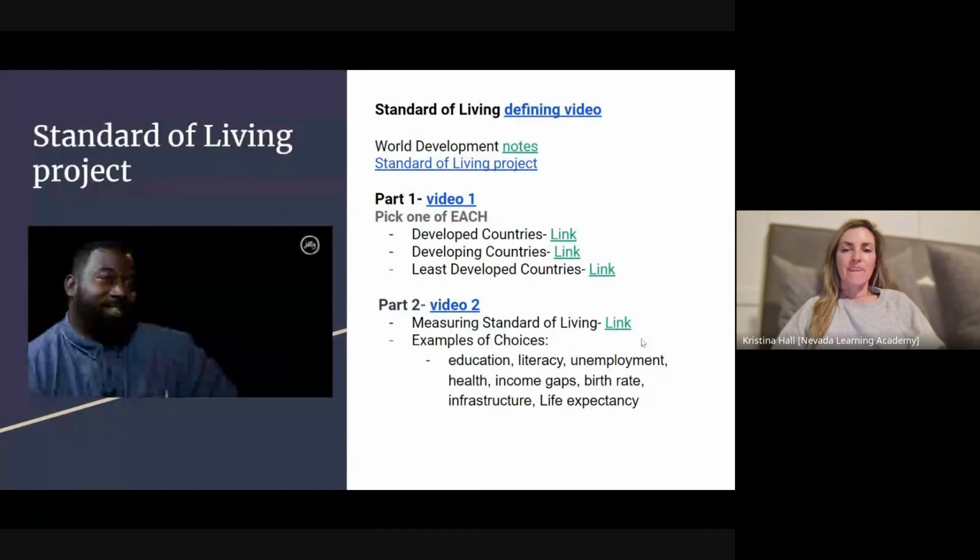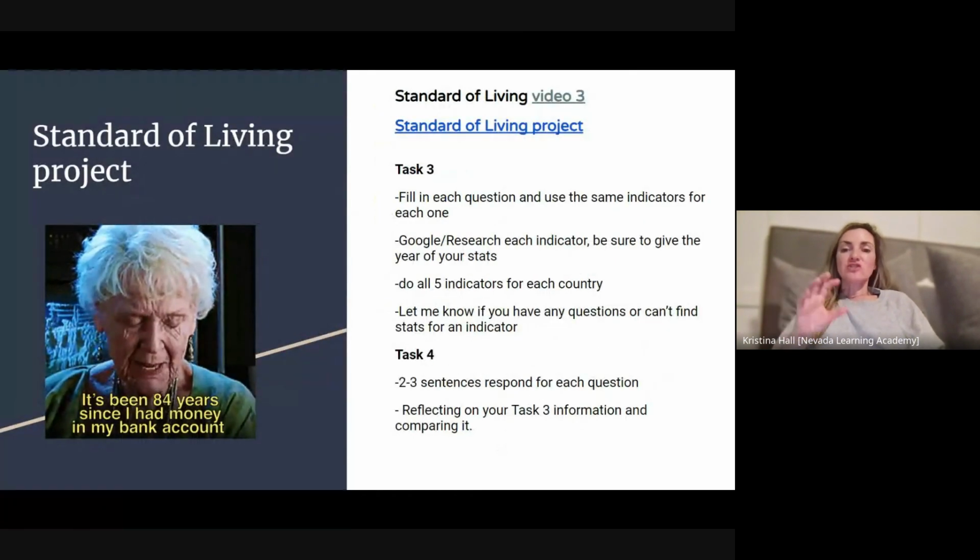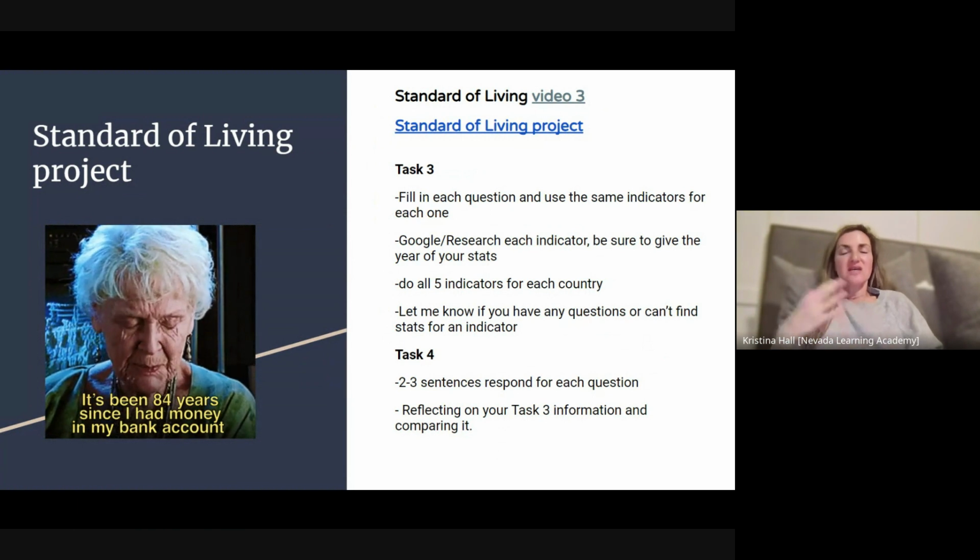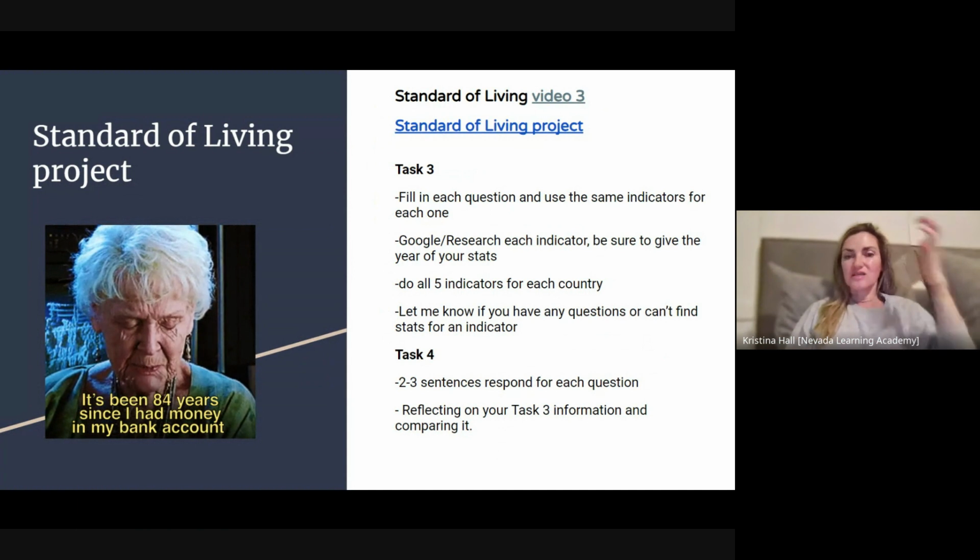Once you're done with part 3, and again, that has to be done before you can do part 4, then we kind of bring this all together. You need to have 2 to 3 sentences response for each question in task 4, reflecting on the information in task 3. So you're comparing the stats in task 3 to help come to conclusions in task 4. That's why it's really important to be done.